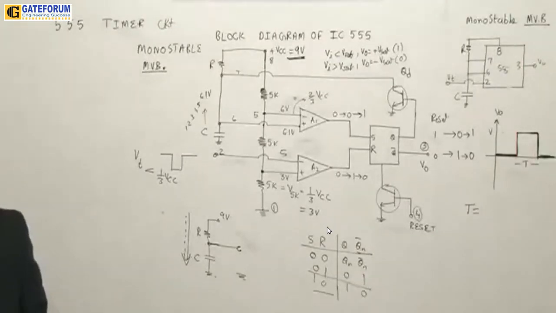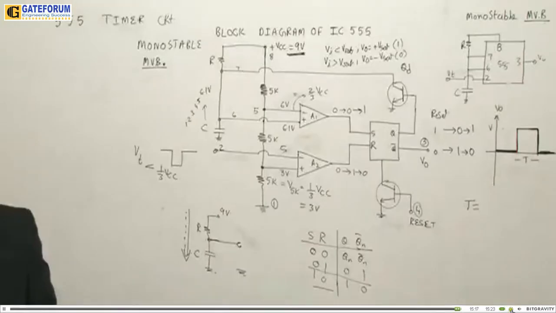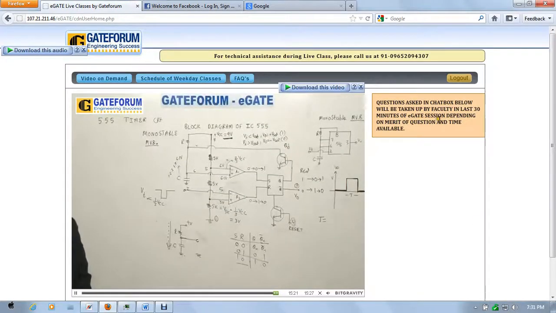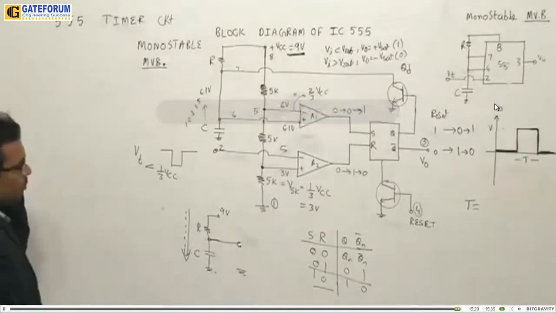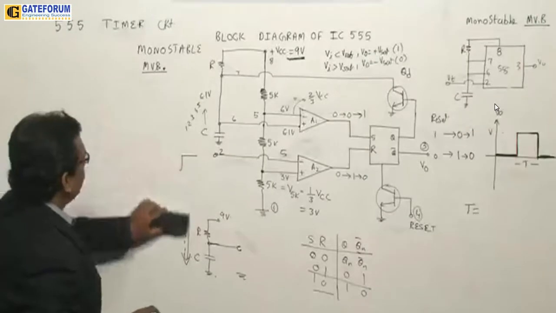Copy this part. Quickly copy this. Now we'll look at the astable multivibrator with a 555 timer. Quick. Now I am erasing this part.